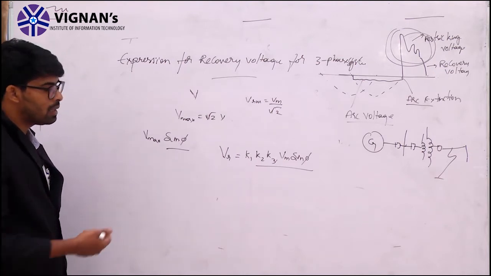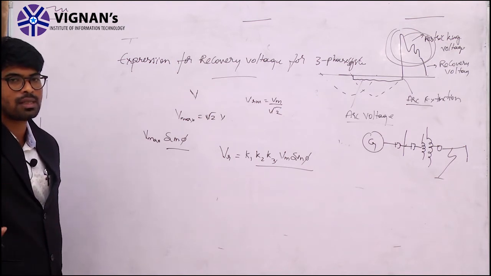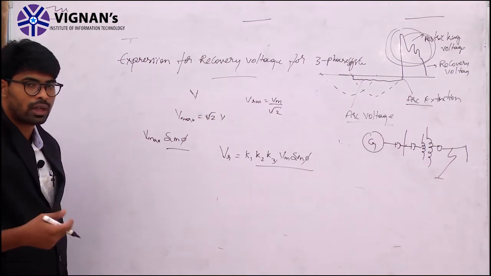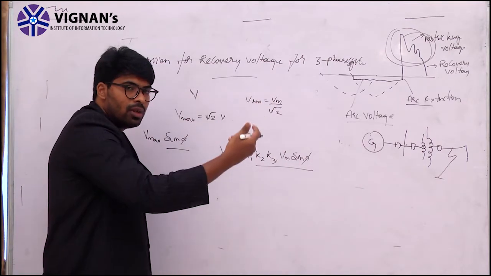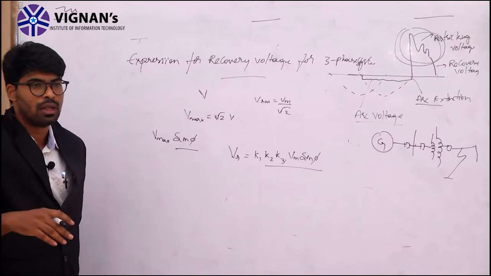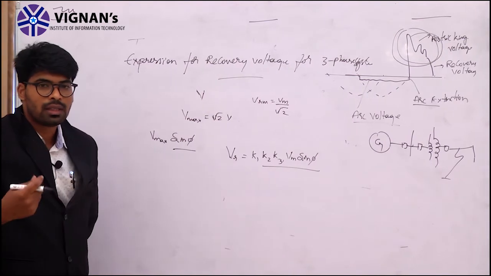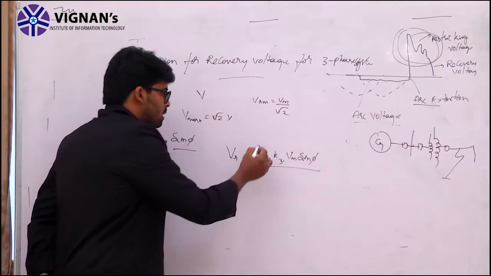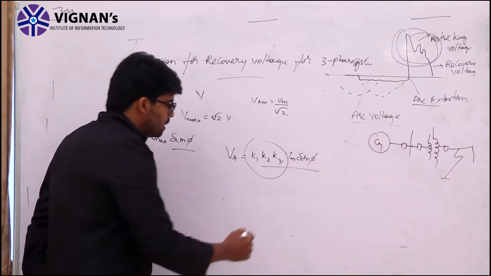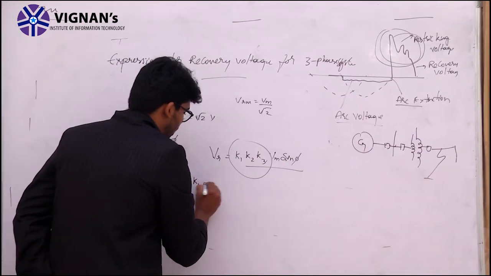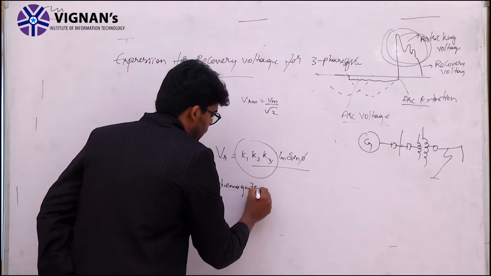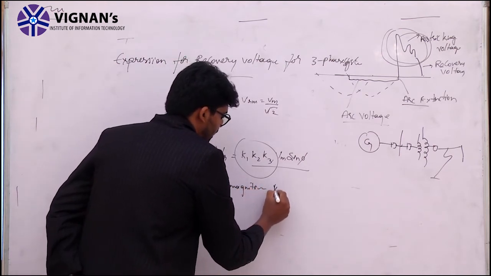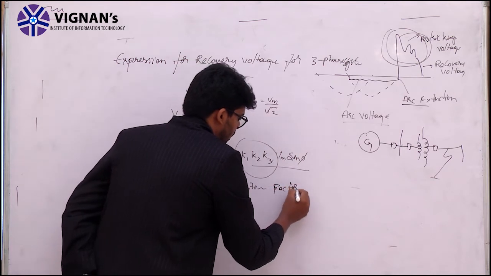So why did this expression come? Many researchers found the constants K1, K2, K3. That means after the restriking voltage, the system won't all of a sudden get back to normal. We'll have some glitch in that, and that glitch is accounted for by the constants we have here. So what is K1 called? It is called the demagnetization factor.